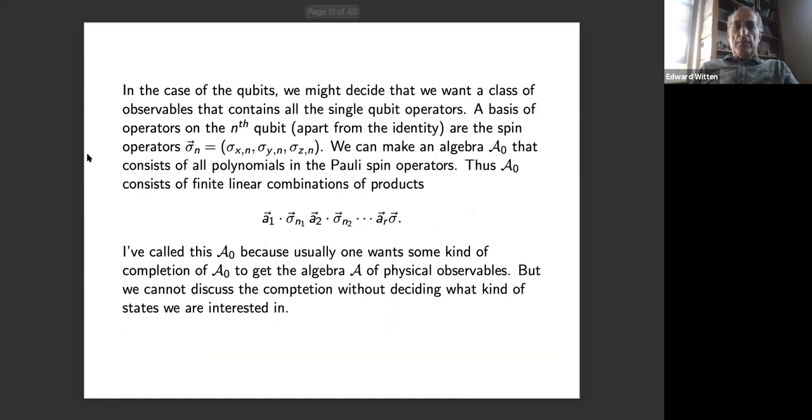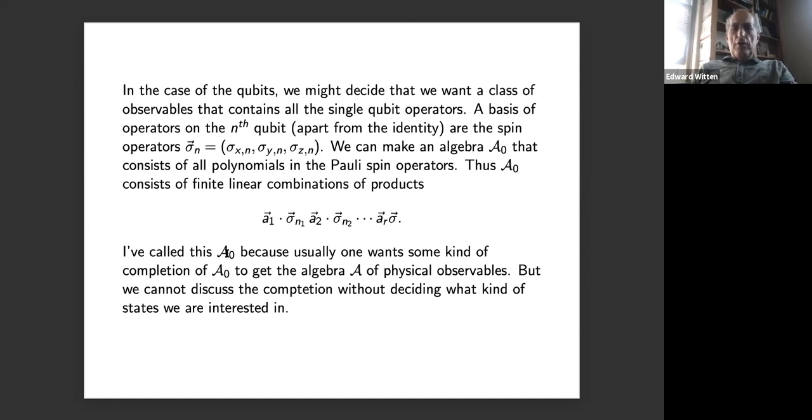In the case of the qubits, you might decide that you care about the single qubit operators. And then you would make an algebra of operators. So first of all, on the nth qubit, apart from the identity, you have the spin operators, the components of sigma x, sigma y, and sigma z for the nth qubit. So you can make an algebra A0 that consists of all polynomials in the Pauli spin operators of all the qubits. So A0 consists of finite linear combinations of components of single qubit operators for different spins.